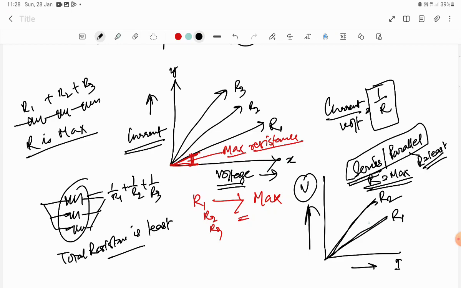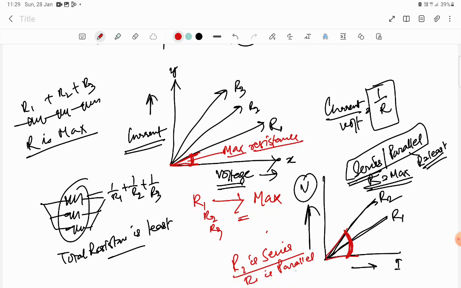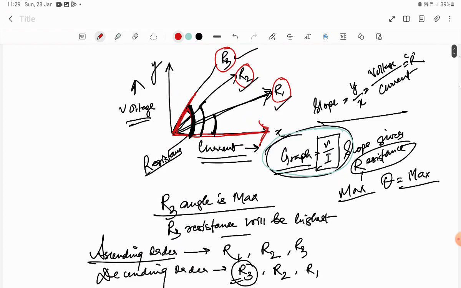So here you can see R2's angle is highest. The angle of R2, this part, is highest. Slope is highest here. So R2 is series and R1 is parallel. Understood? So this is the thing that you need to understand. I hope this question is clear to the boy who asked me.